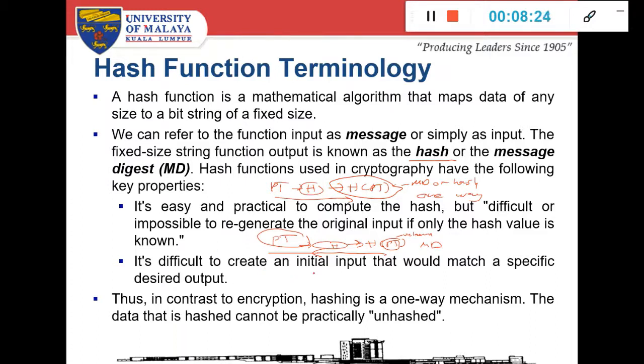It is difficult to create an initial input that will match a specific desired output. If you want a certain hash output, it is very difficult to find an input or message that will produce that hash output. Again, this is the one-way property of a hash function. It's easy this way, but this way is impossible.